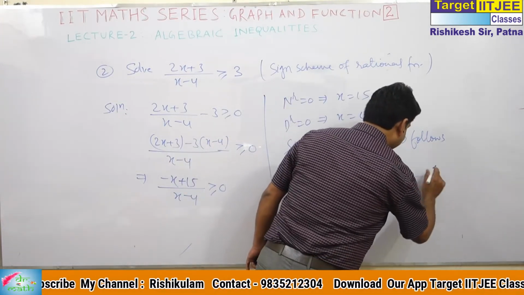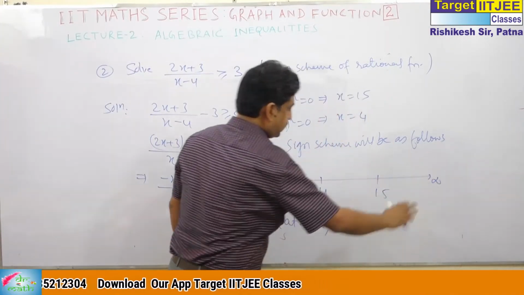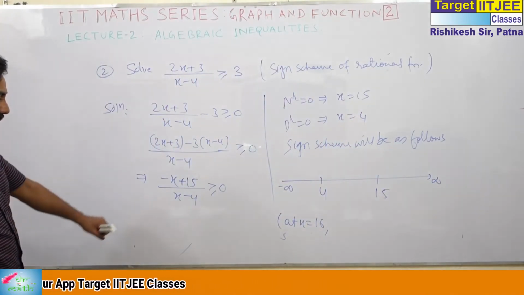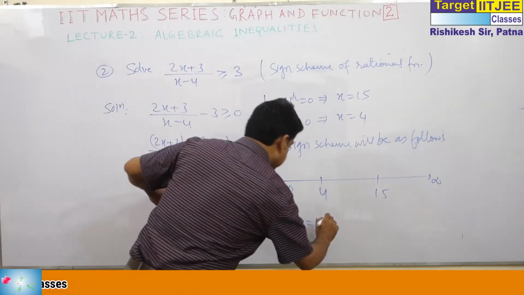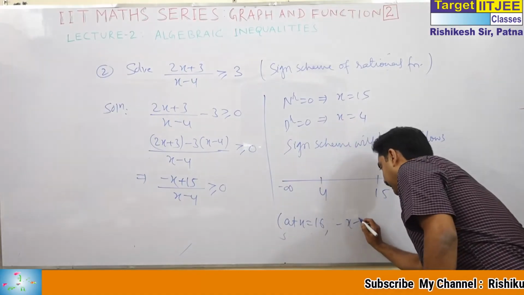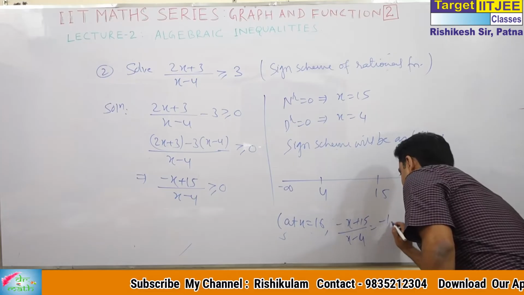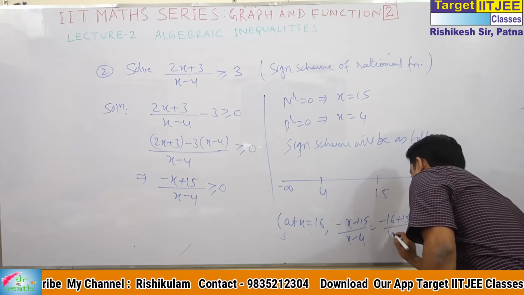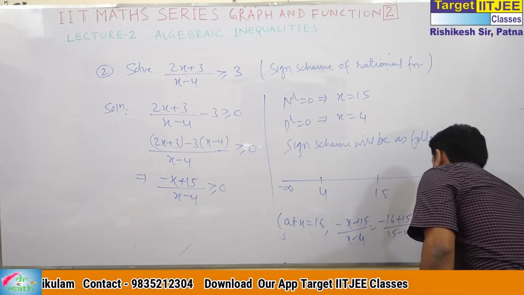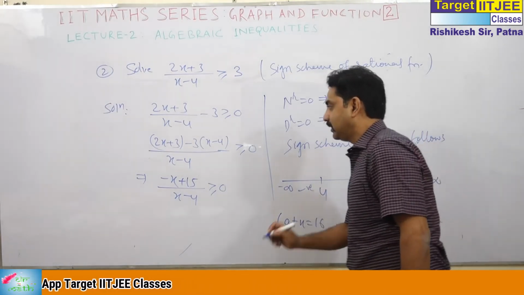It's my nature that I take the farthest interval, right from the first on the right, at x is equal to 16. Minus x plus 15 by x minus 4: minus 16 plus 15 by 16 minus 4. This is negative, this is positive and this is negative. This is the sign scheme.